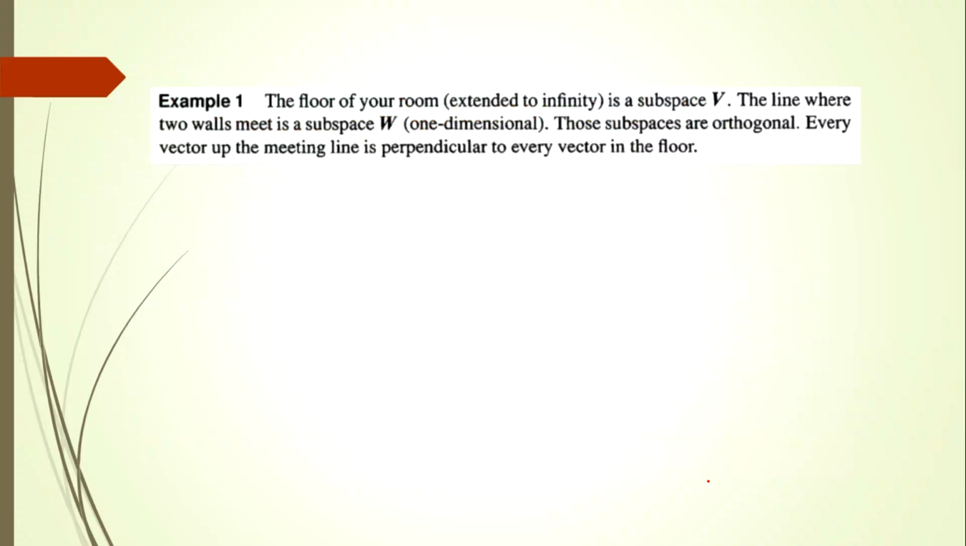Let's read some examples in three-dimensional space in our daily life. Then we will explain those two statements. So the floor, okay, try to think about this example. If you stay in your dormitory or your bedroom, check that. Example 1. The floor of your room is the subspace V. So the floor is a plane, right? The line where two walls meet is the subspace W. So it's a line, okay? Those subspaces are orthogonal. So are you clear?